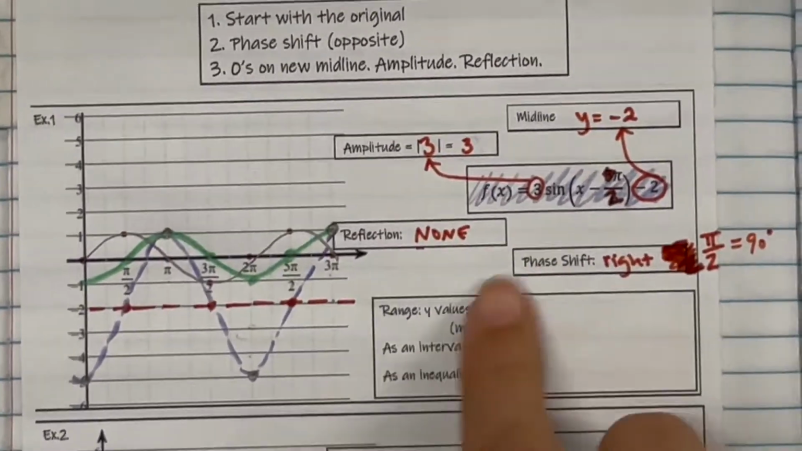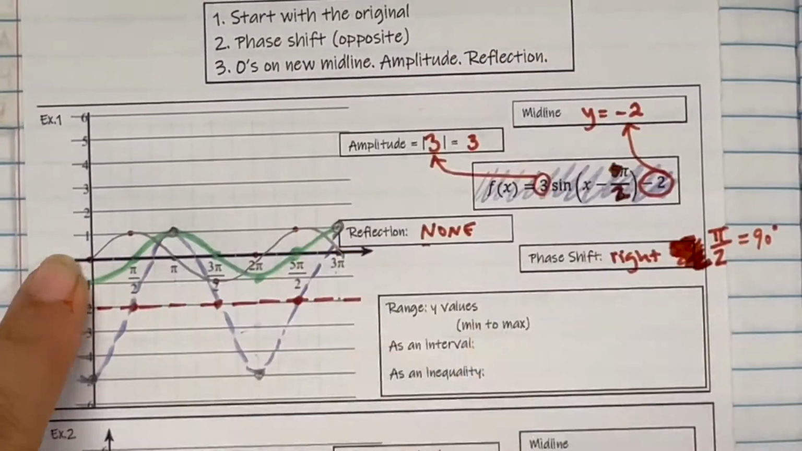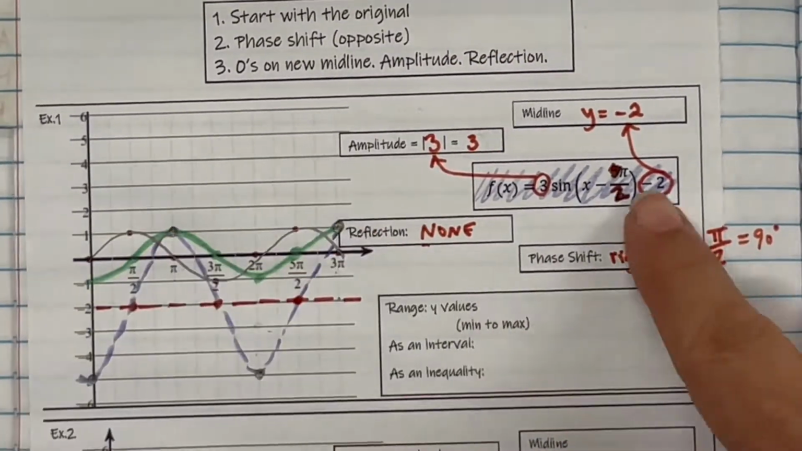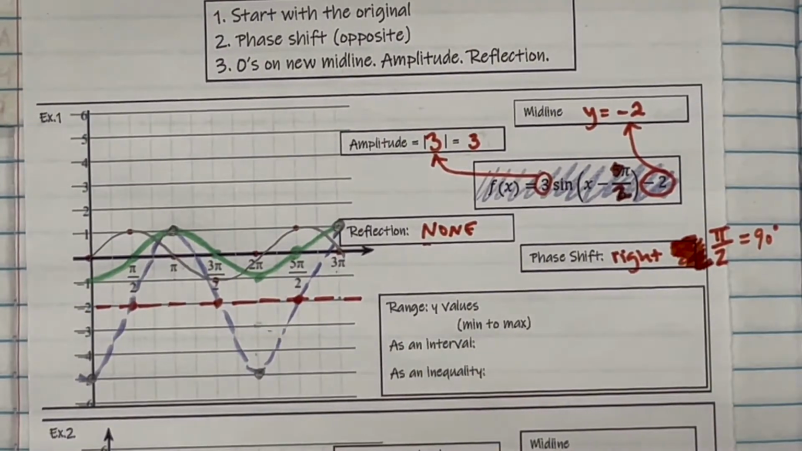Okay, so I'm coloring that box because I'm saying that purple line is this one. So we stretched it by 3 in the y direction, we moved it to the right 2, and then we moved it down -2.